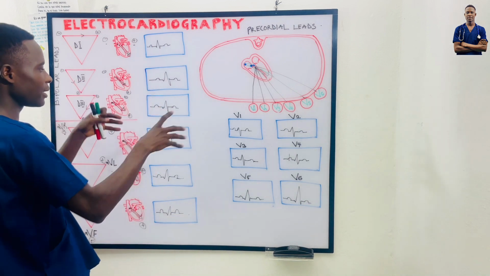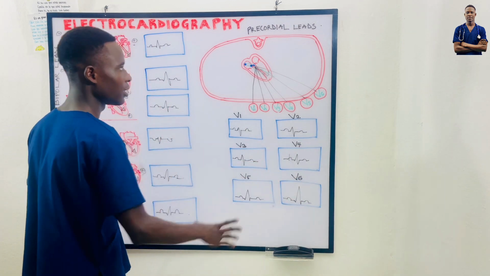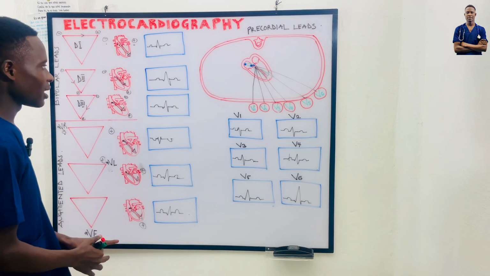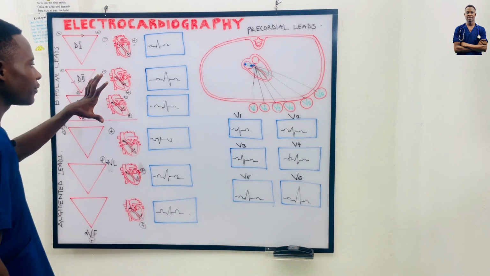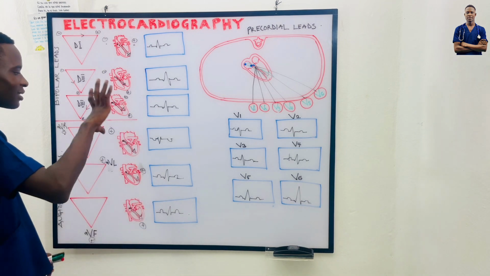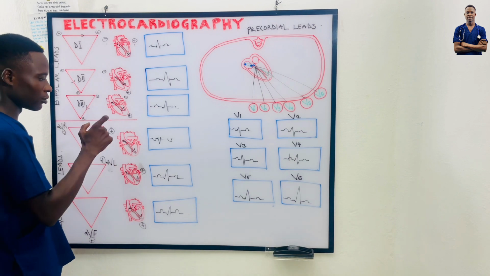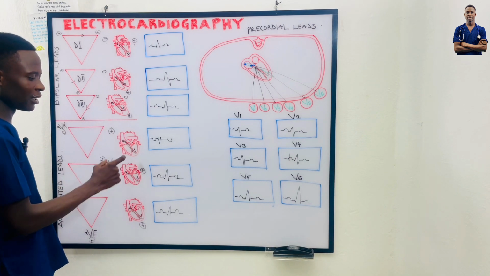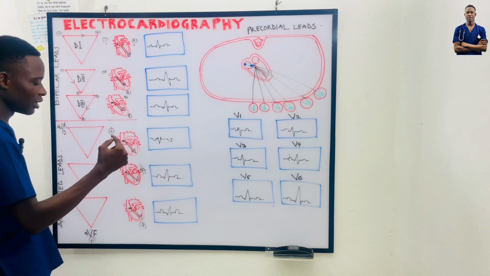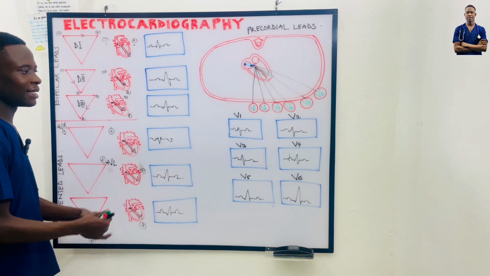So when you take the leads, you must expect a positive reading for the precordial leads. And then you must expect what? The positive reading for what? For the bipolar limb leads. And then you must expect what? One negative reading is what? aVR must give you a negative reading, and then the aVL and the aVF must give you what? Positive reading.